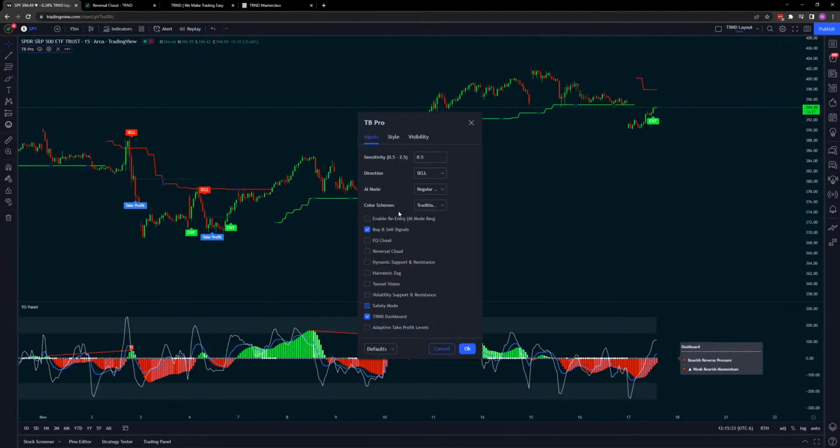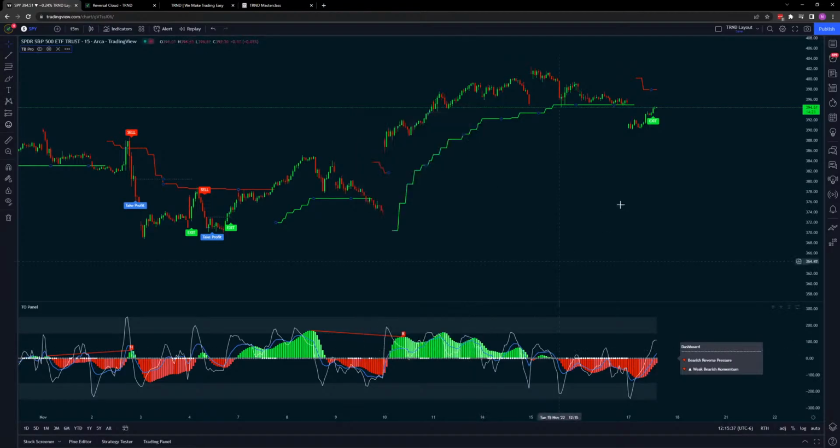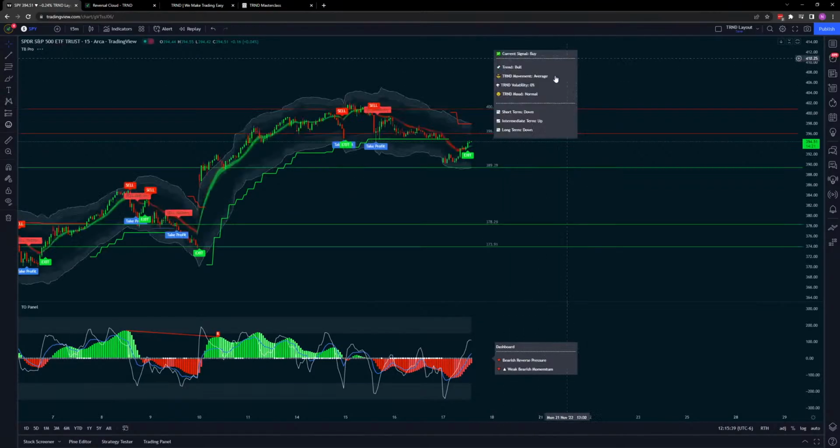And then we have our trend dashboard. The trend dashboard is going to show top right. You can't move it. This is where it stays. It's going to tell you the current signal, which is a buy signal, the overall trend, which is currently bullish, trend movement, average. It can be overbought or oversold. Trend volatility is currently 0%. We want to see at least 70% or higher for a good trade setup.